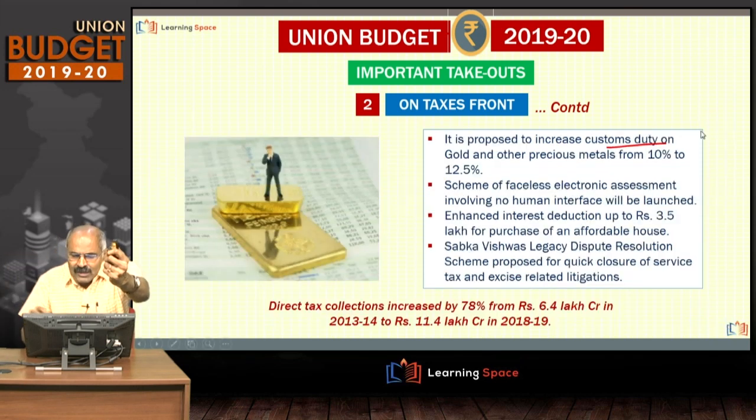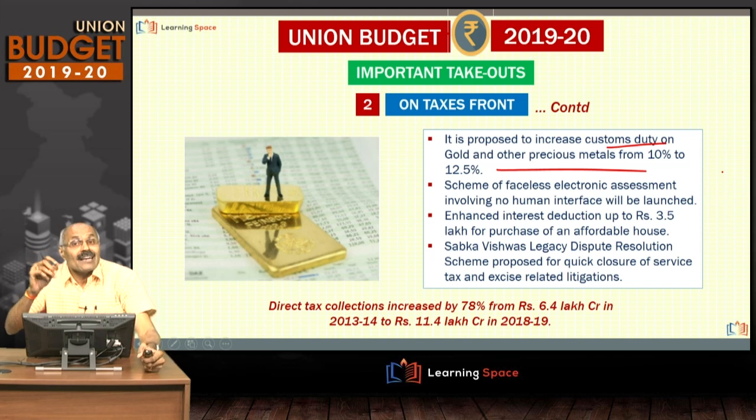Then it is proposed to increase customs duty on gold and other precious metals from 10% to 12.5%. Government is taking number of steps to control non-essential gold imports, but they are in the range of $33 billion. They only reduced marginally in 2018-19 by just 3% in comparison to previous year. Around $33 billion. These gold imports are non-essential, right? So like that, there are number of other aspects also.